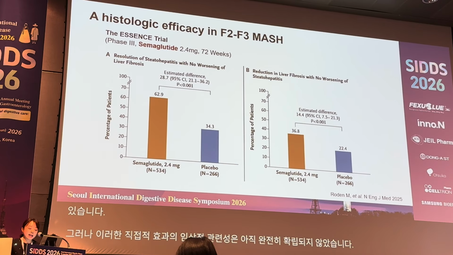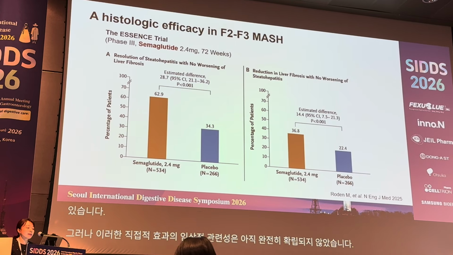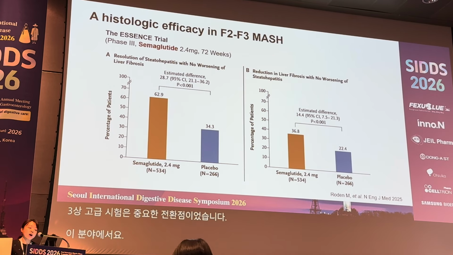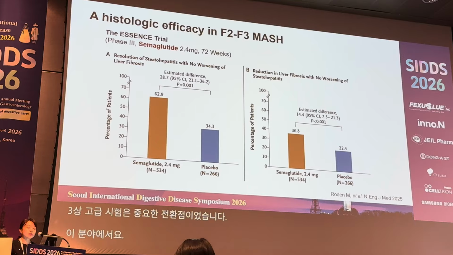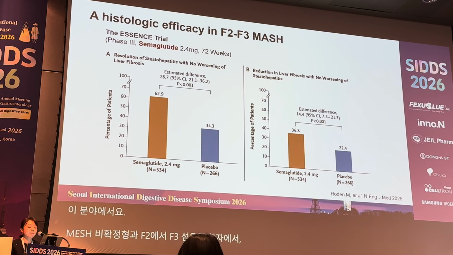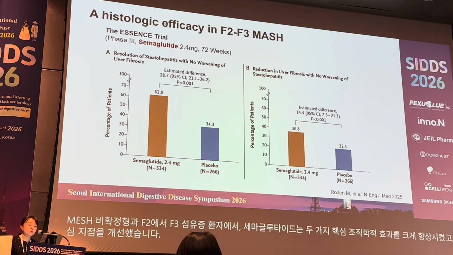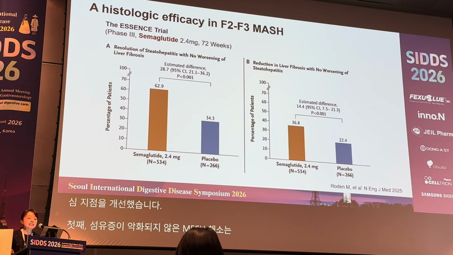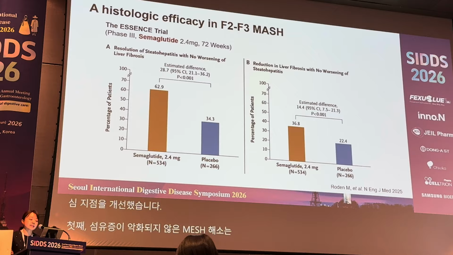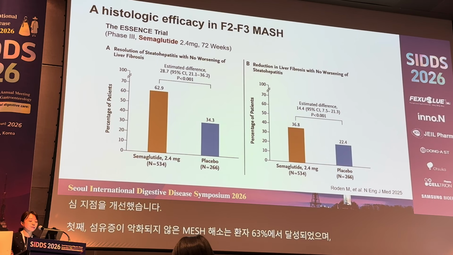The phase 3 ASCENT trial was a major turning point in the field. In patients with non-cirrhotic MASH and F2 to F3 fibrosis, semaglutide significantly improved both of the key histologic endpoints. First, MASH resolution without worsening of fibrosis was achieved in 63% of patients, compared with 34% in the placebo group.